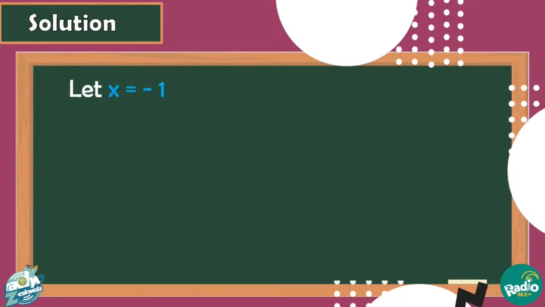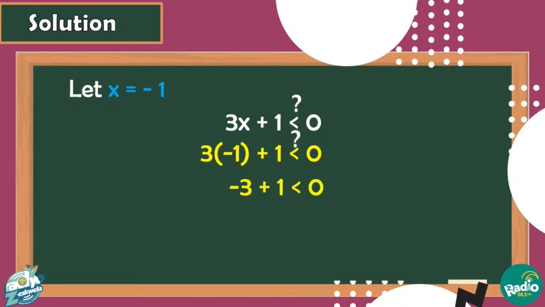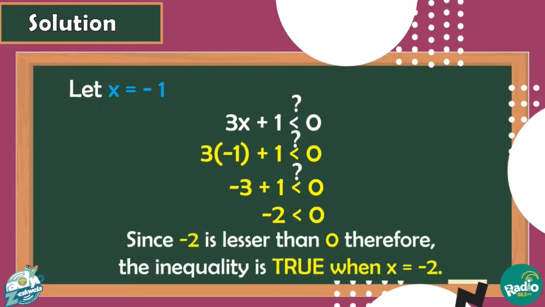How about x is equal to negative 1? Using our given inequality, substitute the value of x, which is negative 1. The inequality becomes 3 times negative 1 plus 1 is lesser than 0. By simplifying, we got negative 3 plus 1 is lesser than 0. The inequality becomes negative 2 is lesser than 0. Since negative 2 is lesser than 0, therefore the inequality is true when x is equal to negative 1.